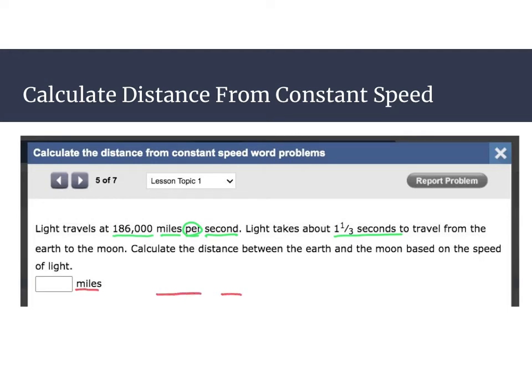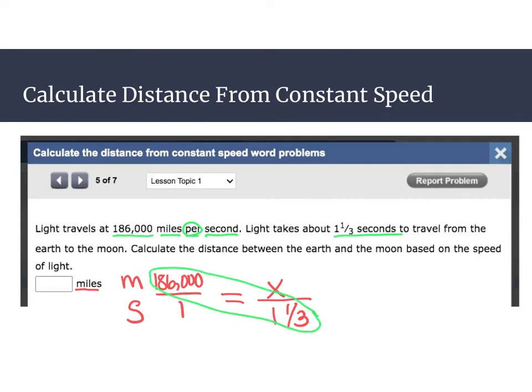We've got our line equals line. We've got our miles per second, and we know that light travels at 186,000 miles per 1 second. Now, if it's going to take us 1 1/3 seconds, that's going to go down here under our seconds, 1 1/3 seconds, and we want to know how many miles that is. It might look a little bit scary, but all that we're going to do is multiply 186,000 by 1 1/3. So what does that look like? Well, we're going to set this up.